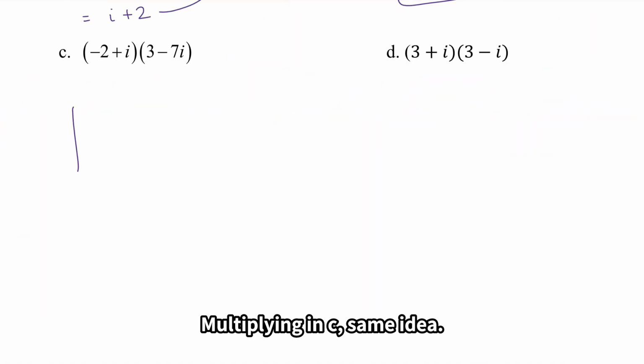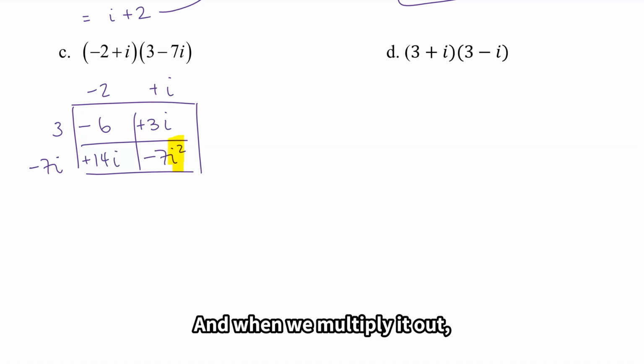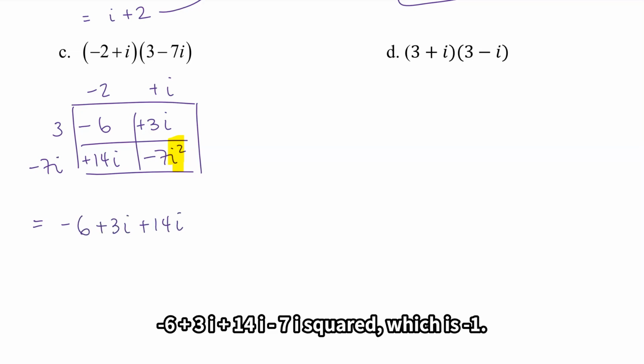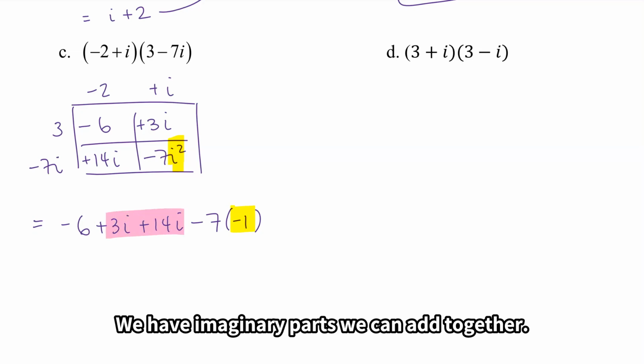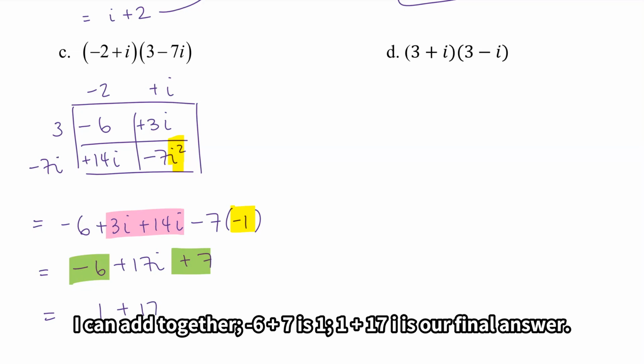Multiplying in C, same idea. We can use a box. And when we multiply it out, I'm going to flag that i squared. And then we'll write all the pieces out inside the box. -6 plus 3i plus 14i minus 7i squared, which is -1. We have imaginary parts we can add together. -7 times -1 is +7. And I have real parts I can add together. -6 plus 7 is 1. 1 plus 17i is our final answer.